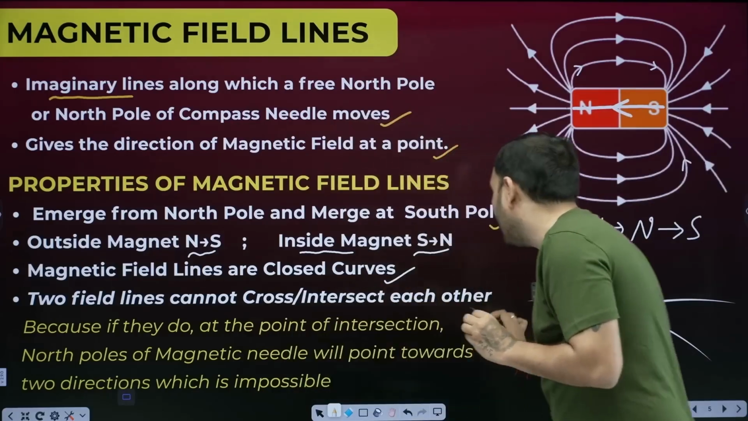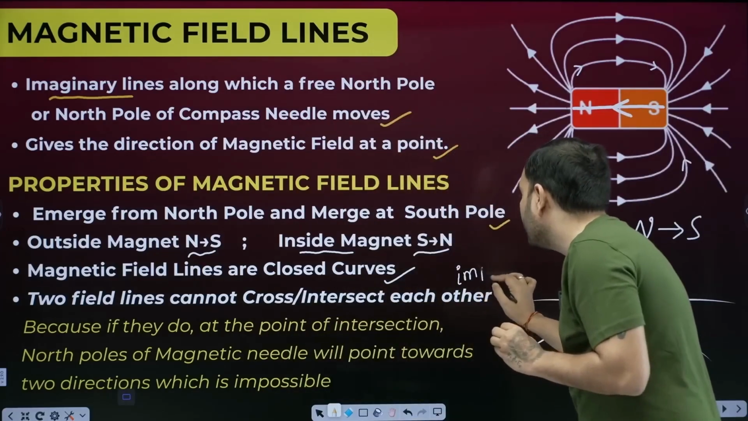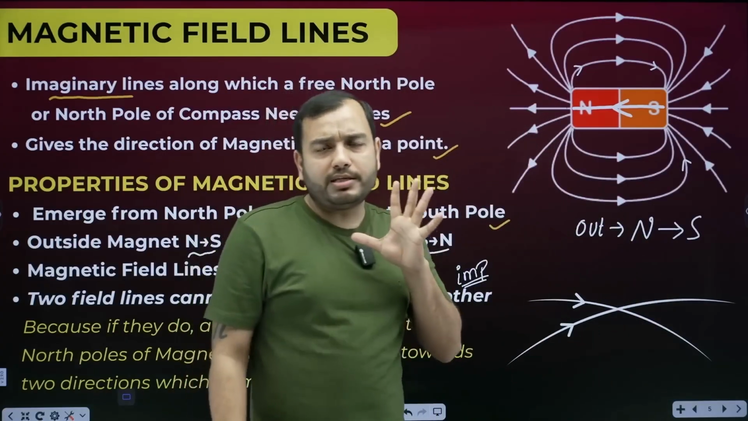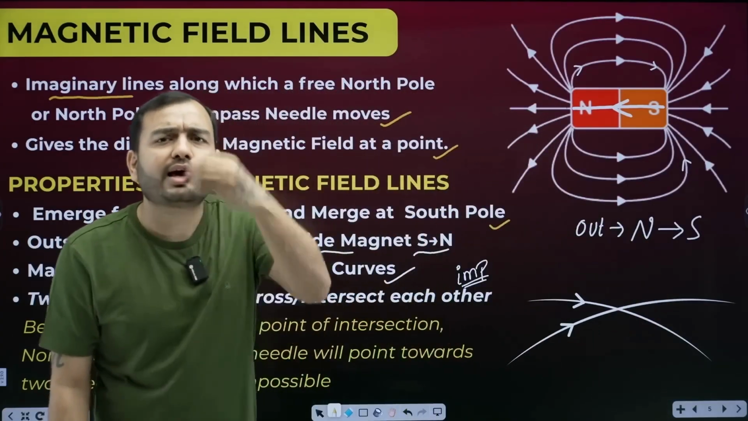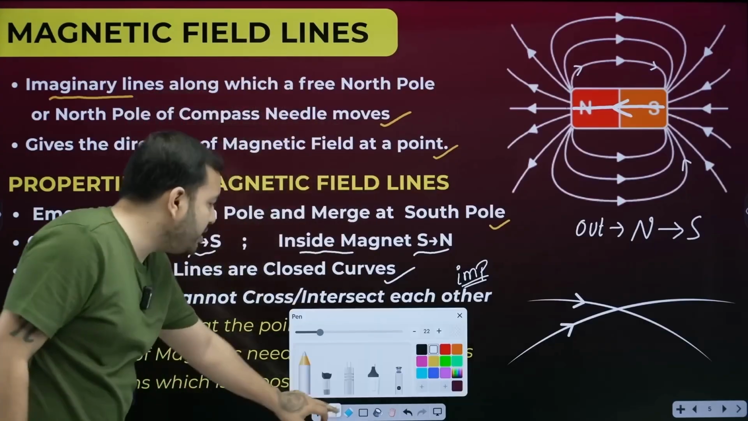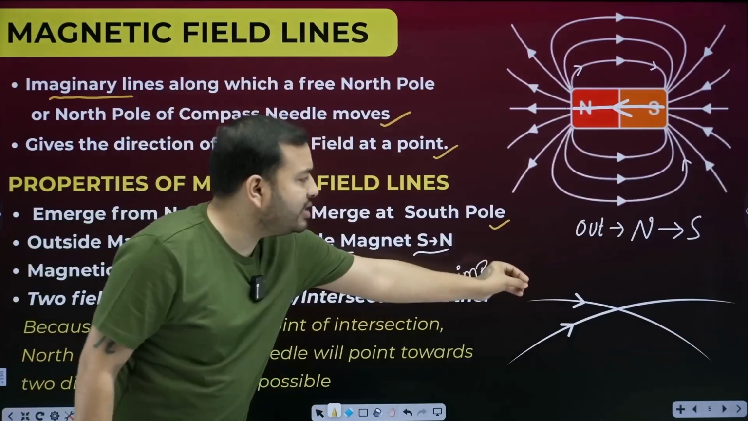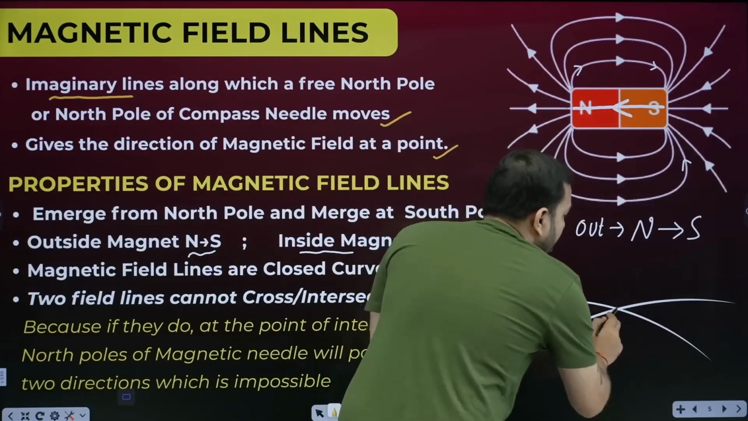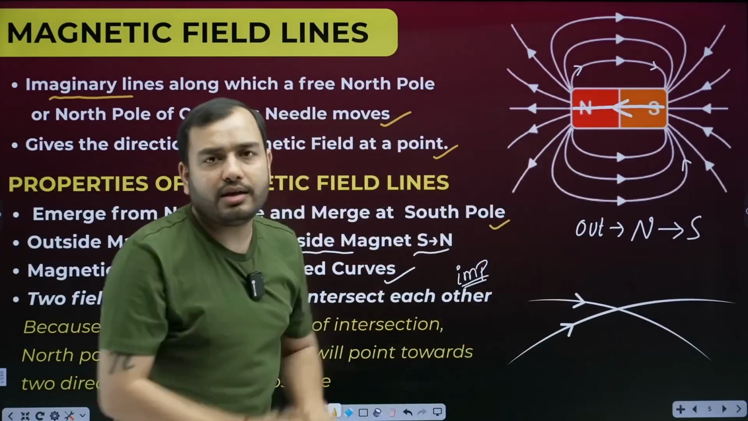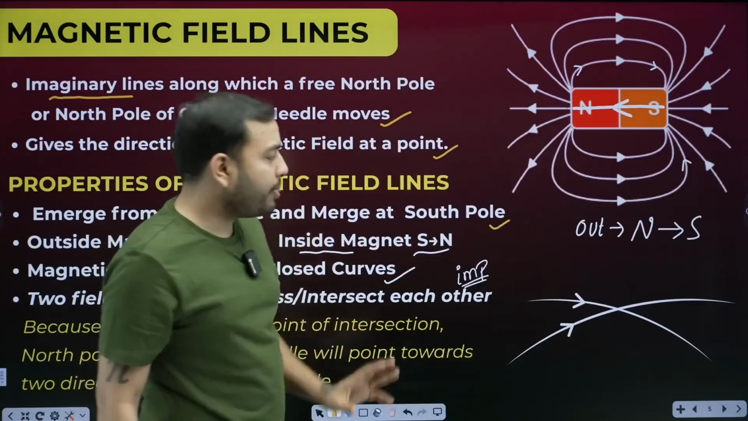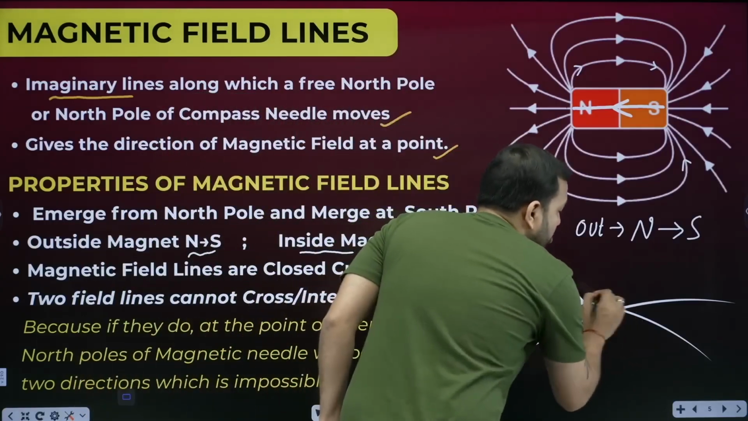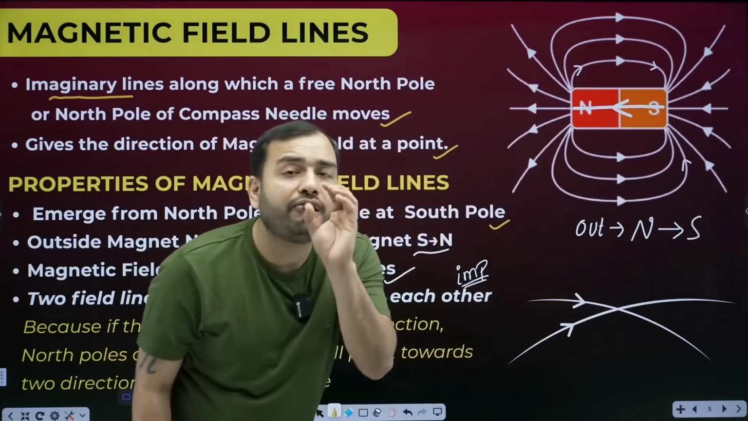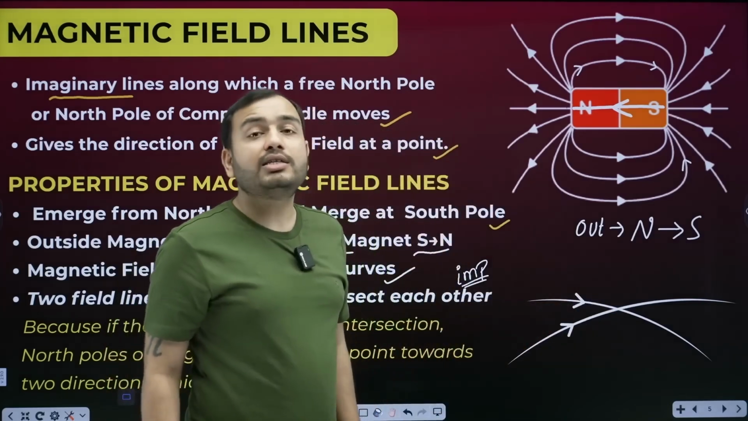Now this question is asked a lot in the board exam. This is important. Why can't two field lines cut each other? It is a very simple thing. Suppose two field lines cross each other. One field line went like this, another like this, and here both cut each other. Now look how big a problem a cut is. If I place a compass at the place where the intersection occurred, the compass will go mad.